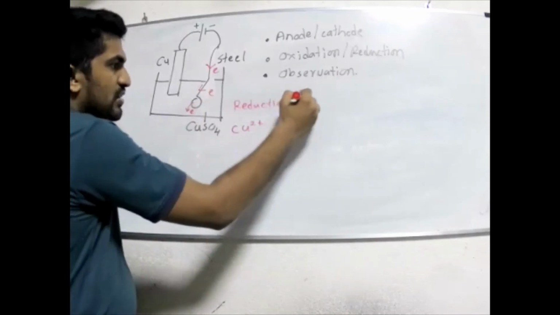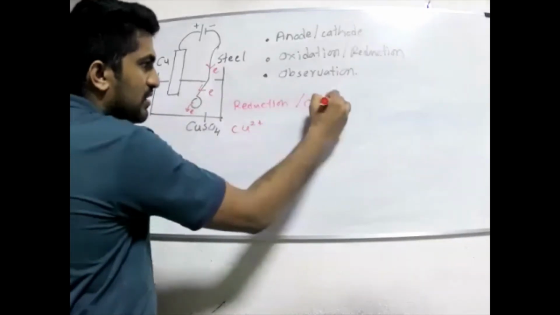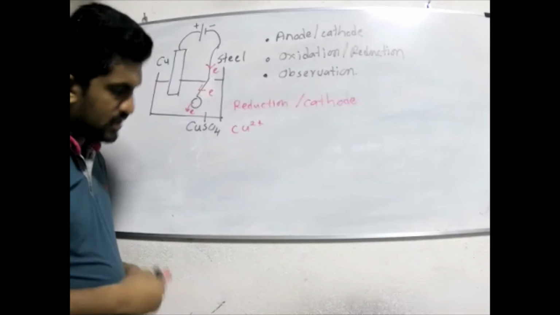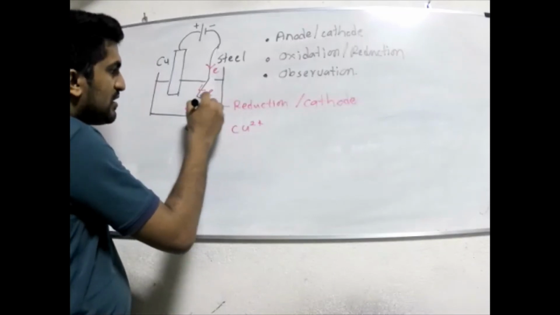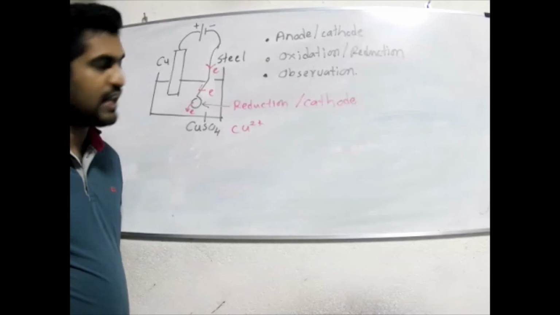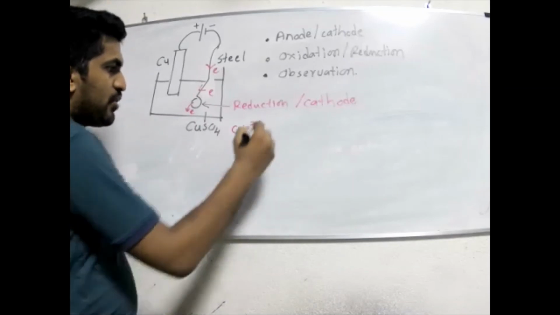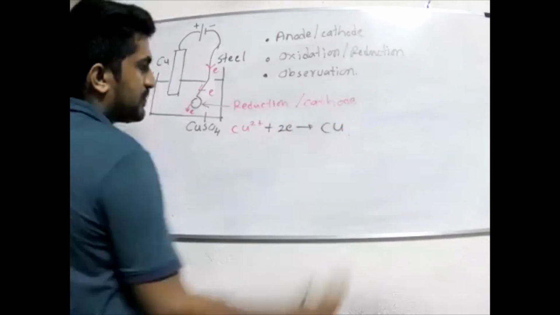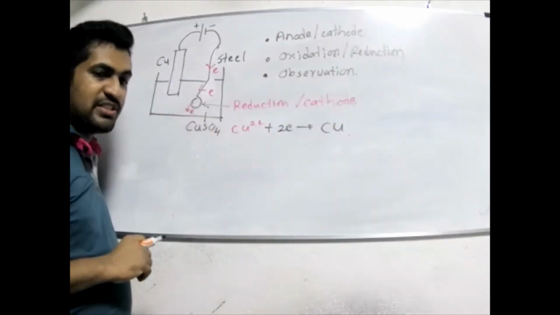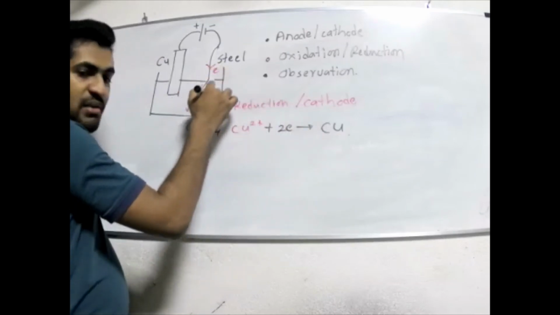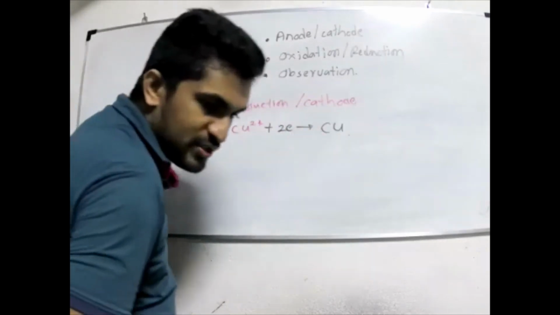Now what is the cathode? The spoon is the cathode. This spoon is the cathode. Then the copper 2 plus is doing what? Getting 2 electrons and making copper. Now this is the most interesting part. This copper is plating around this spoon.